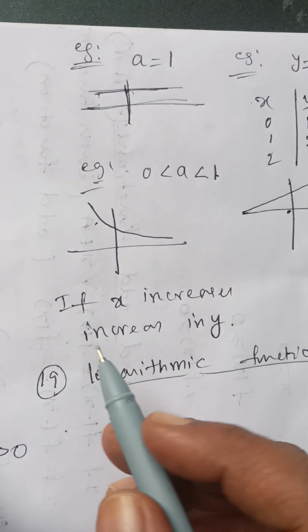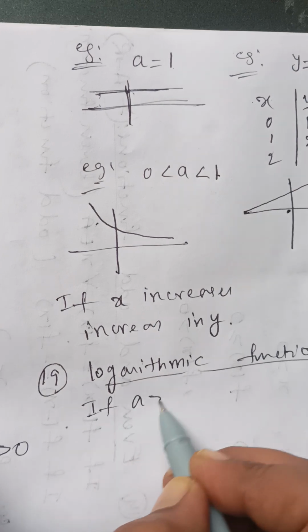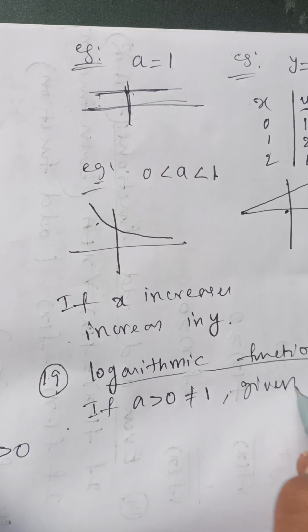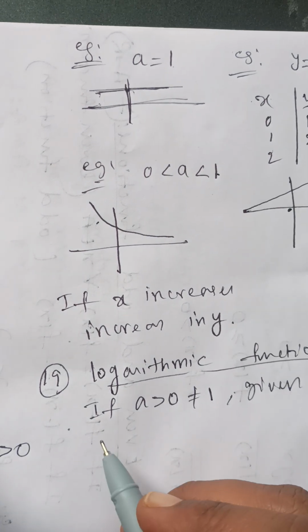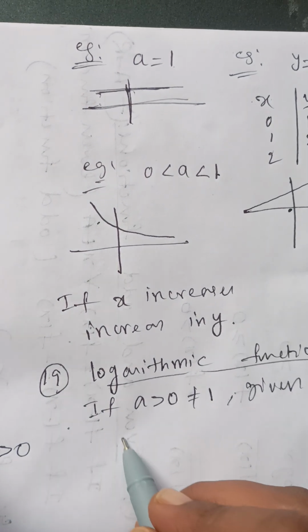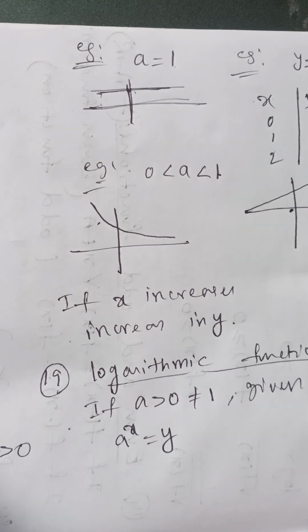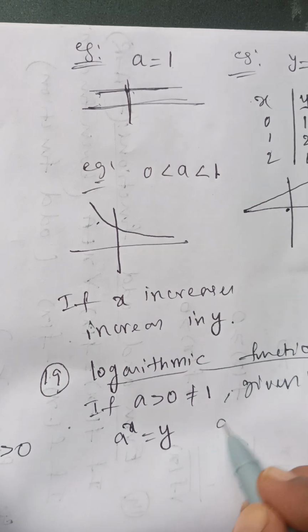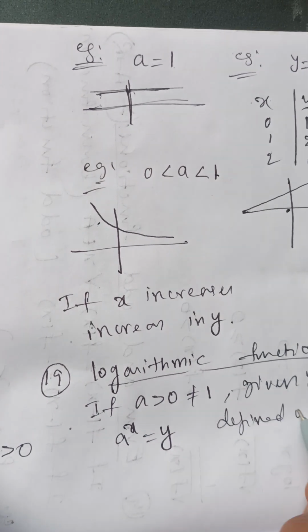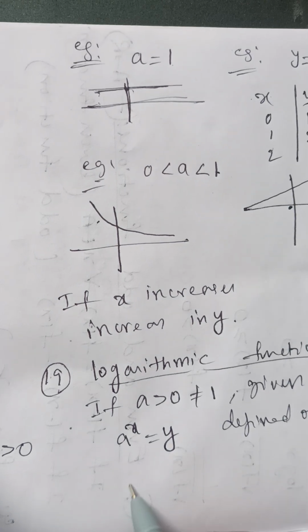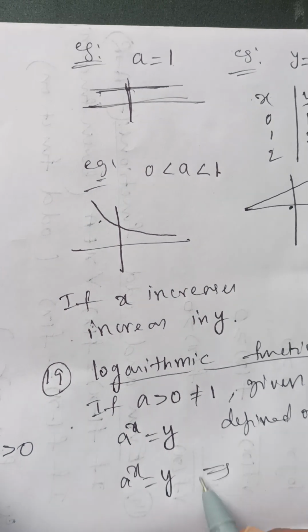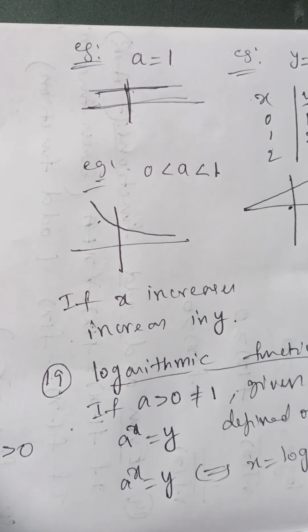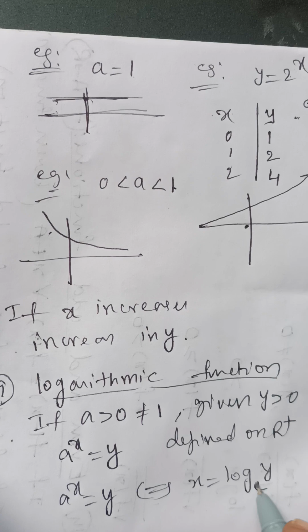Next one is the logarithmic function. If a is greater than 0 and not equal to 1, given y is also greater than 0, then there is a unique x belongs to R such that a power x equal to y. This type of function is a logarithmic function. The function is defined on R plus. Suppose a power x equal to y, you can also write x equal to log y base a.